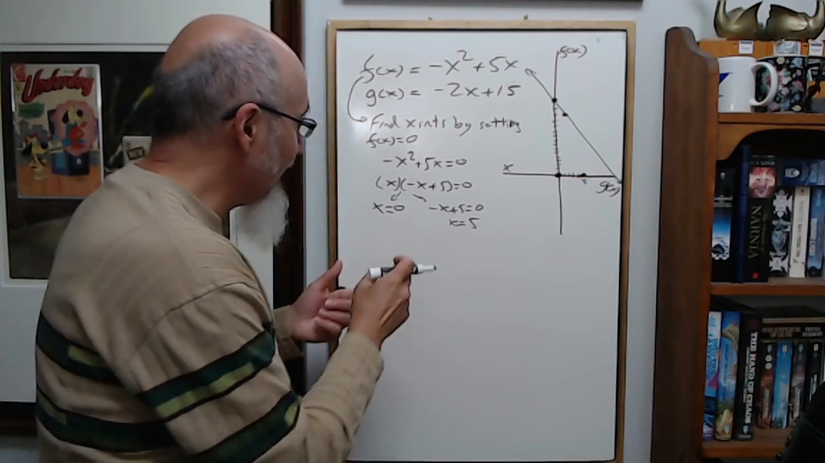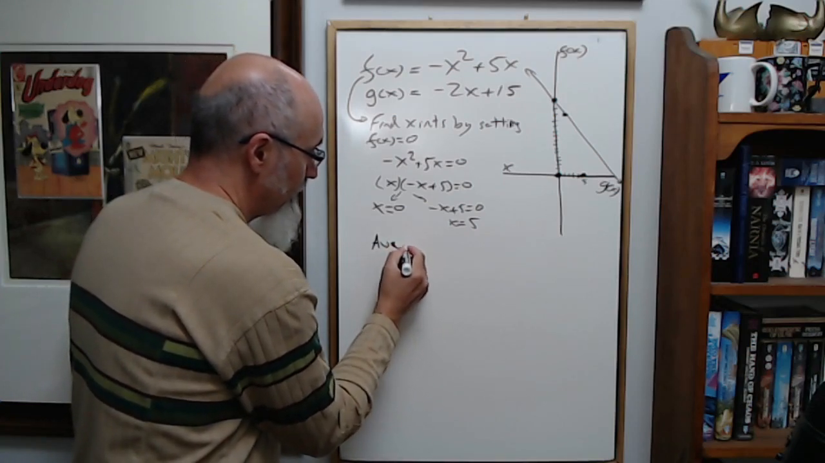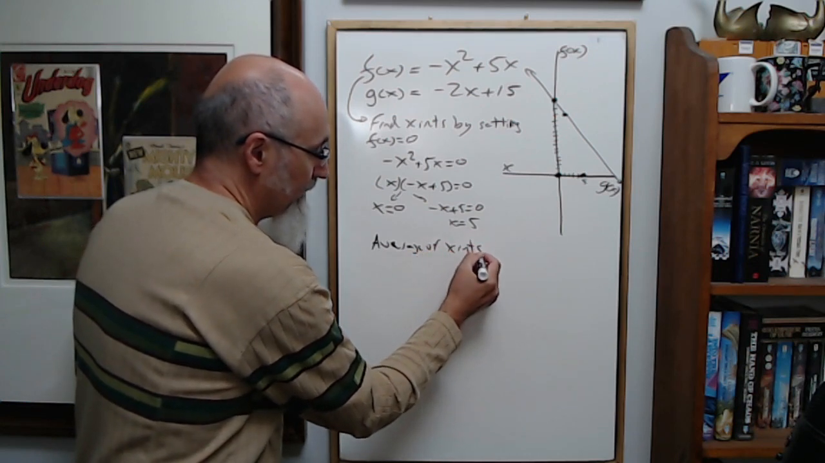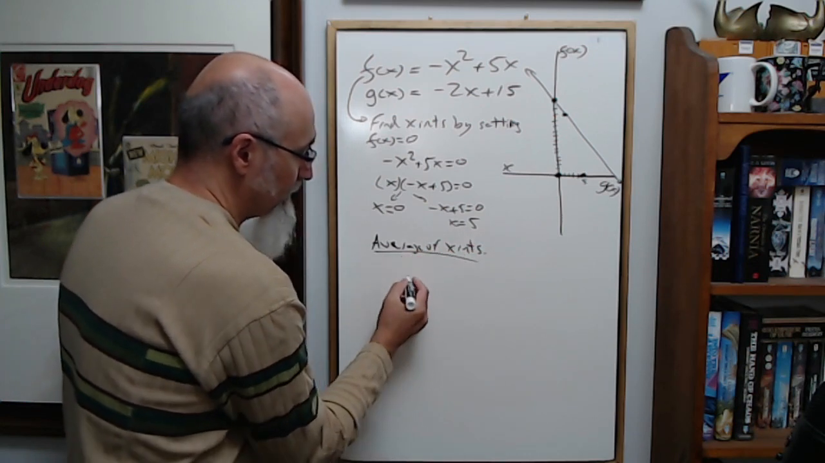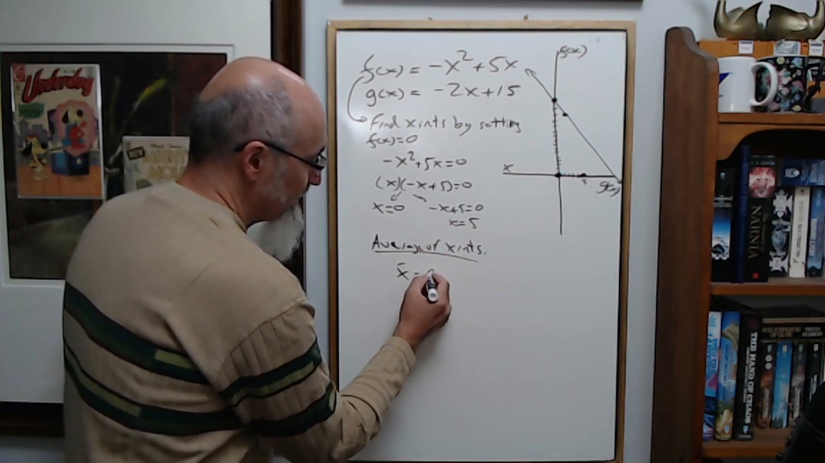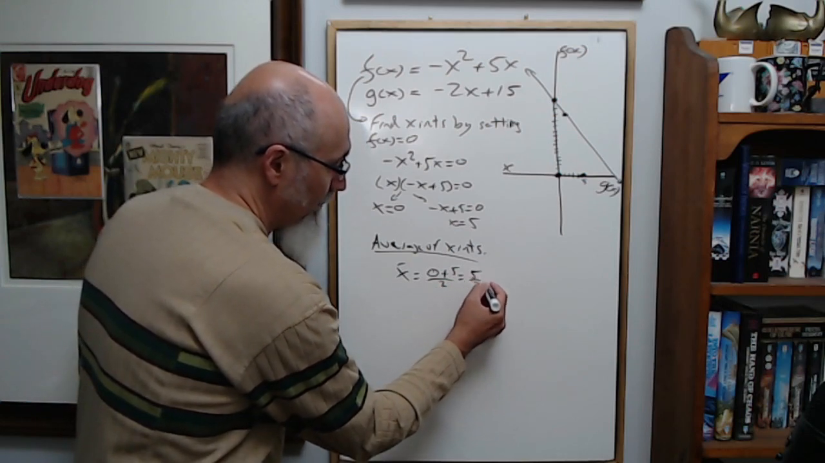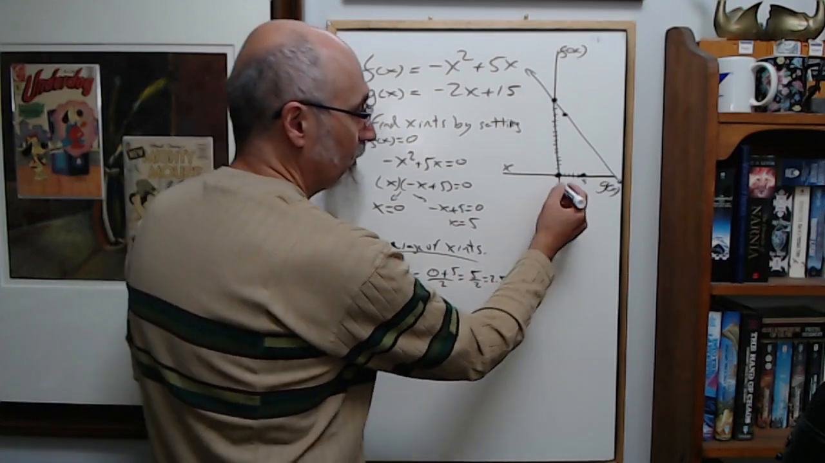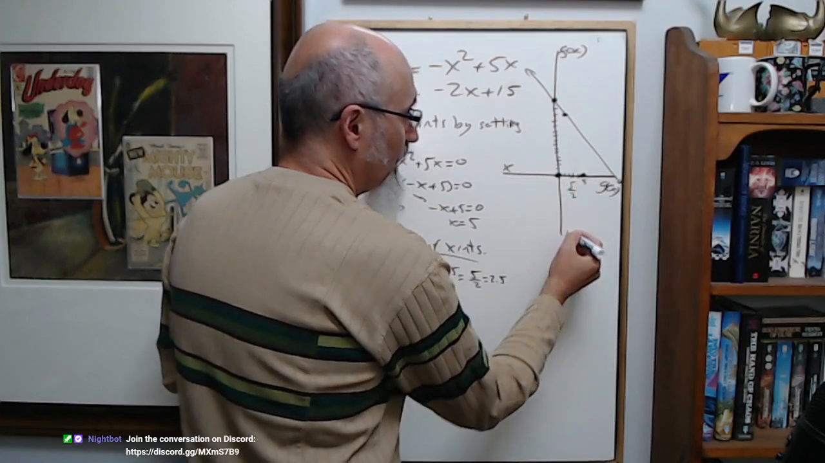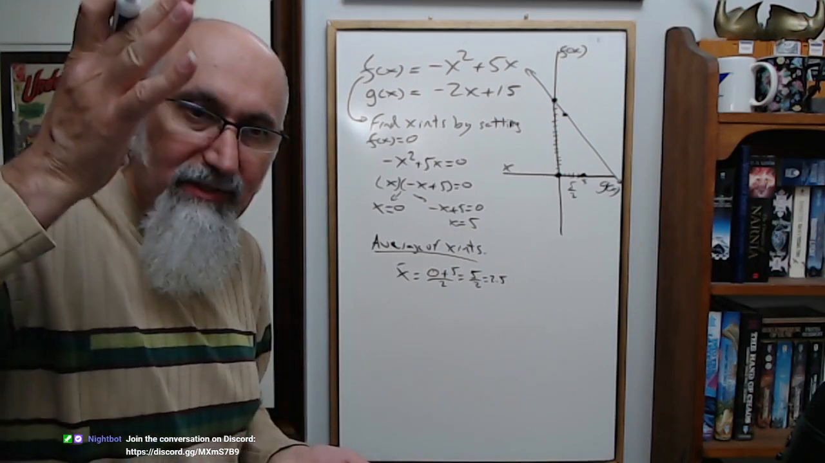So we're going to find the average of 0 and 5. Average of x-intercepts: x average is equal to 0 plus 5 divided by 2, which is 5 divided by 2, which is 2.5, right? So 1, 2, look, here it is. This is 5 over 2. Now, that's the x part of the vertex. It's the axis of symmetry, right?